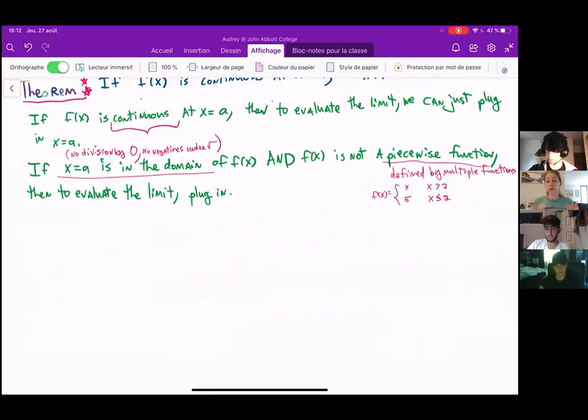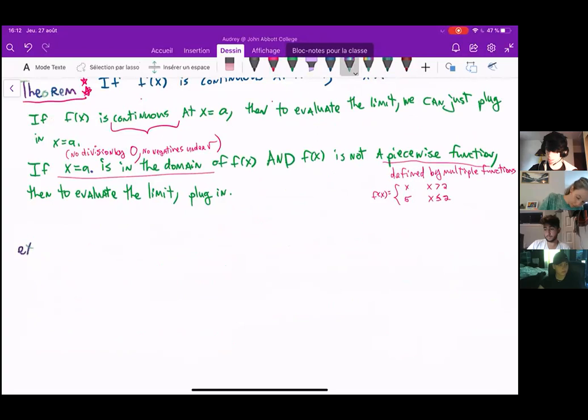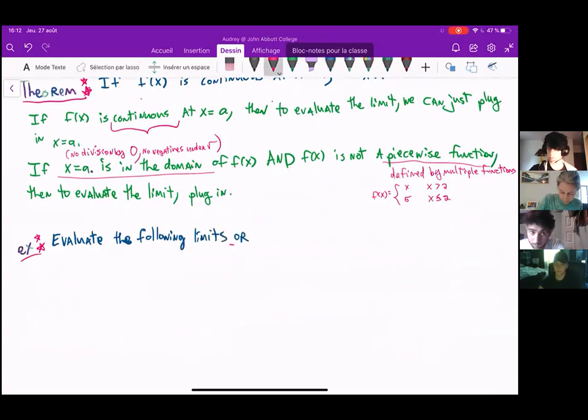The best way to understand what this is saying, though, is to just get started. So evaluate the following limits, or state that we do not yet know how.